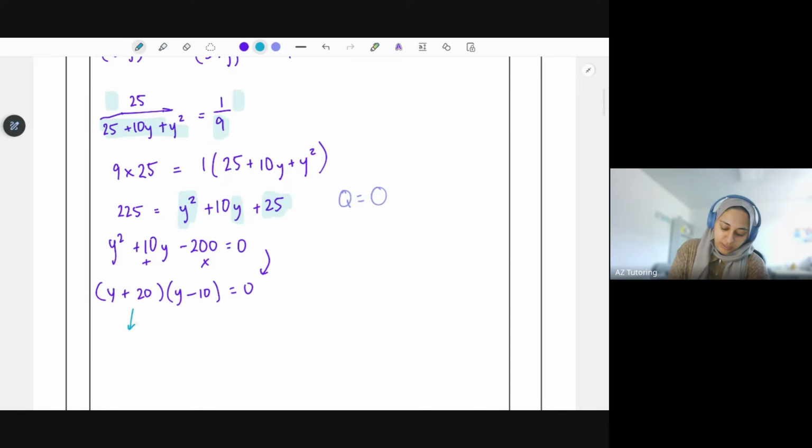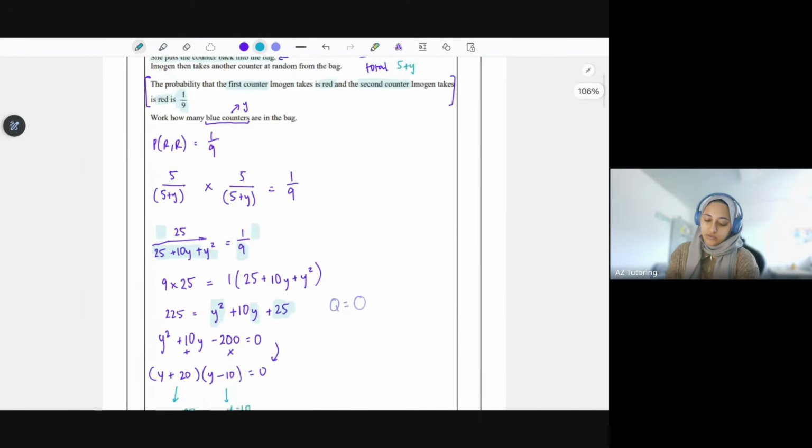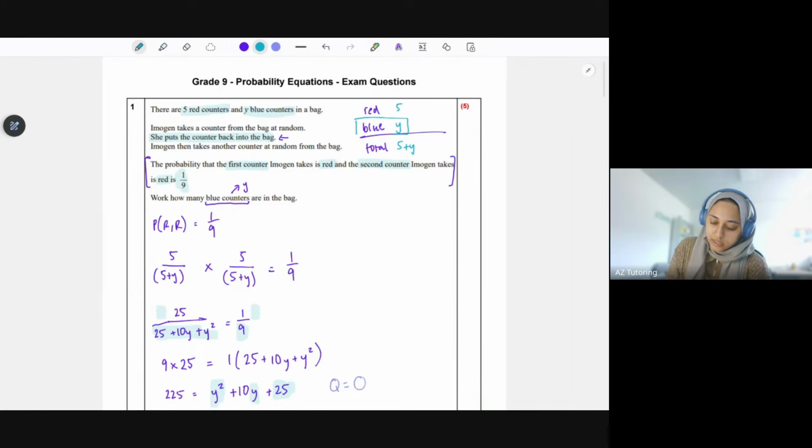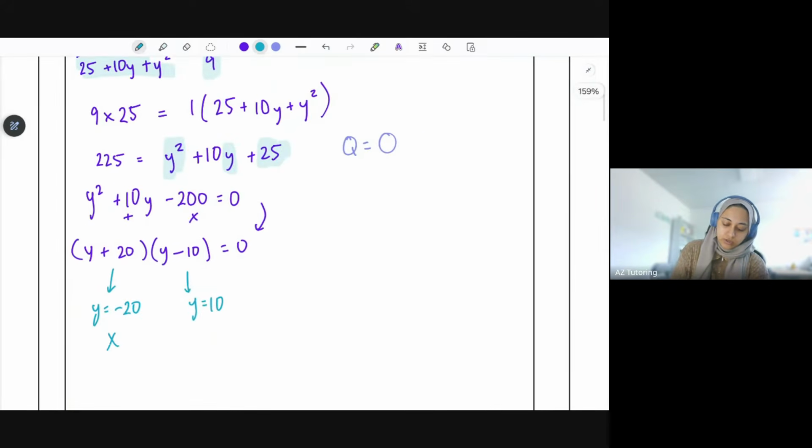So therefore, our two answers for y are just the opposite. So y equals minus 20 and y equals 10. Now, what does y represent? y represents the number of blue counters. It's impossible to have a negative number of counters. So we're going to ignore this one here.